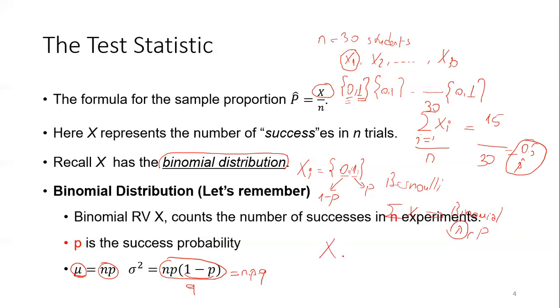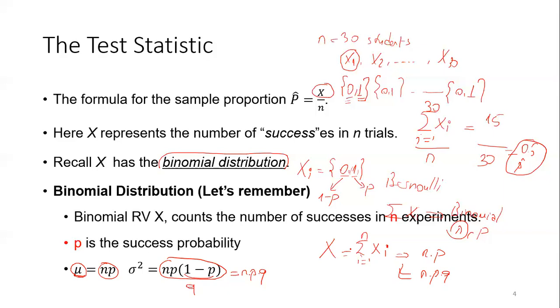So x, which is the sum of the xi's, n many xi's, i from 1 to n. The expected value of x is equal to n times p, and the variance is equal to n times p times q. Okay, so that's great.